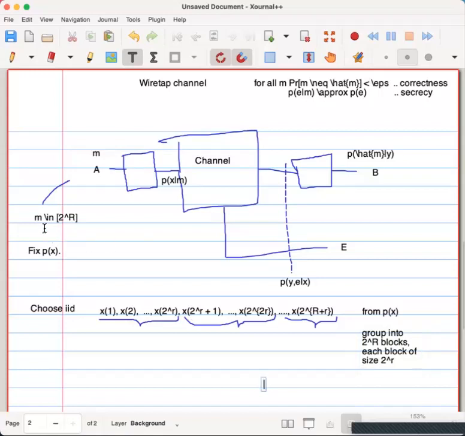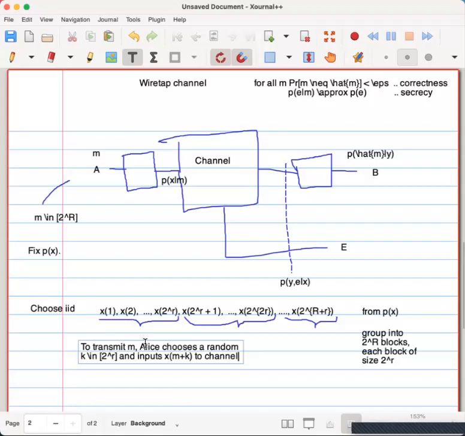Now, to send the mth message, what will Alice do? Okay, so this is the code book. Once the code book has been chosen, it's fixed for all time and revealed to all parties. Even Eve knows the code book, and Alice and Bob know this code. Now to transmit a message M, Alice chooses a random, sorry, M plus K.